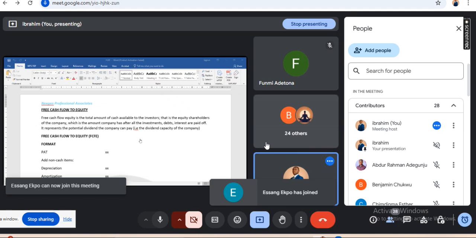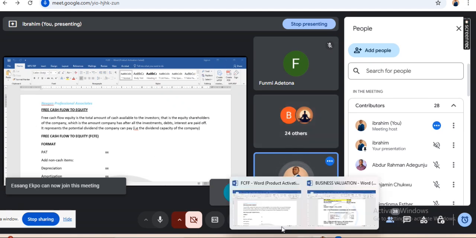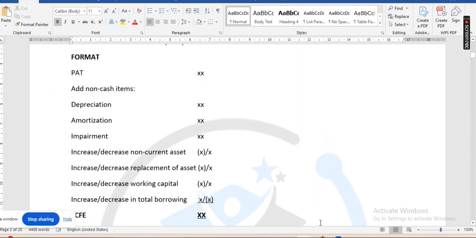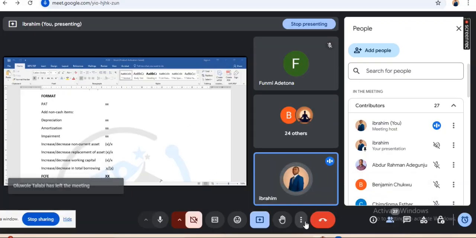Of course, you have to pay your debt, which is borrowing. That is why we have here the increase or decrease in borrowing. Of course, don't forget, under the cost of capital, you need to pay your debt holder. So what is available after you make this payment is what we call free cash flow to equity.